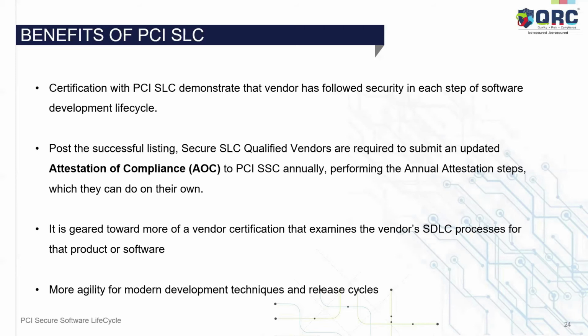Now, after successful listing, the vendors are supposed to do annual attestation. This annual attestation, these vendors can do on their own. They don't need to go to any third party or the QSAs or the SSS to do the annual attestation. They can do it on their own and submit the updated AOC to the council.